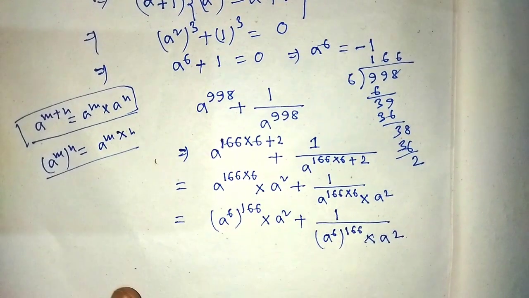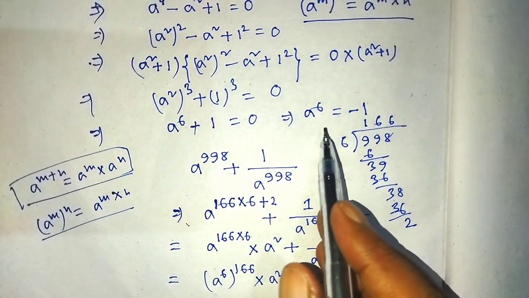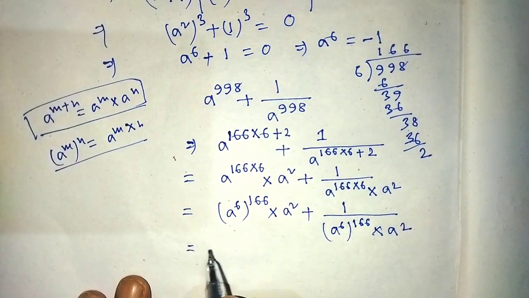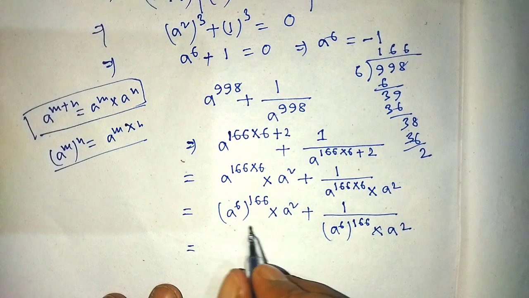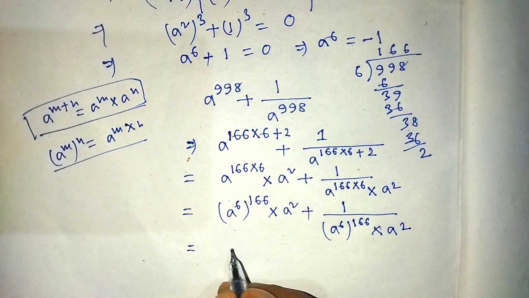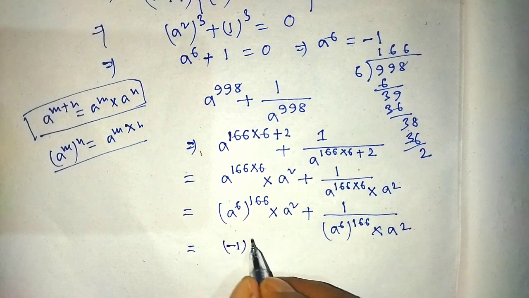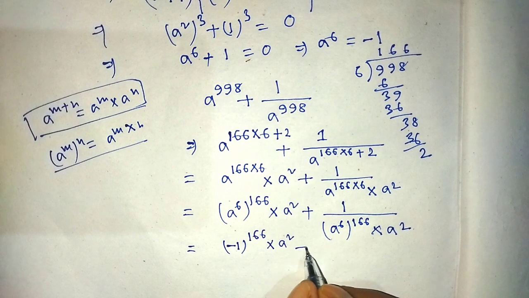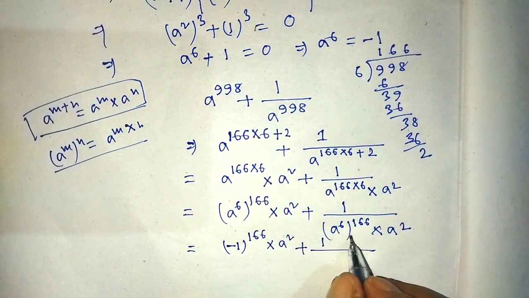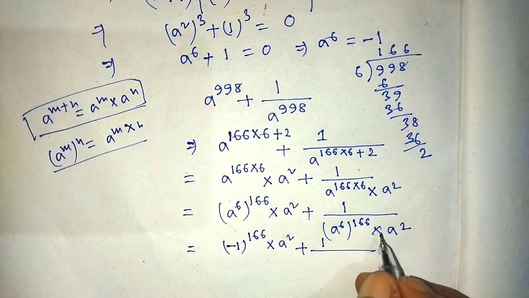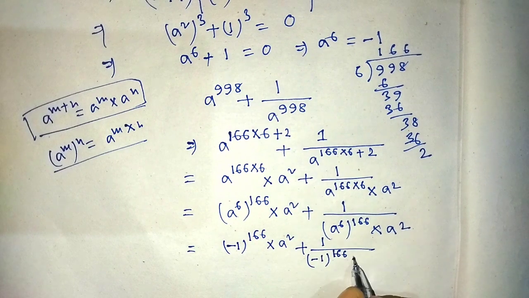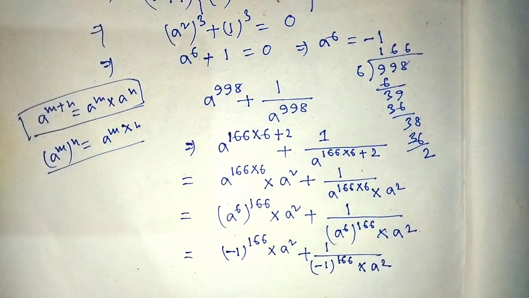Okay, student. So student, we know that the value of a to the power 6 is equal to minus 1. Okay. So we have to put the value of a to the power 6 is equal to minus 1 in this algebraic expression. So we can write here minus 1 whole to the power 166 into a square plus 1 over, again we have to put the value of a to the power 6 in this expression. Okay. So we can write here minus 1 whole to the power 166 into a square.